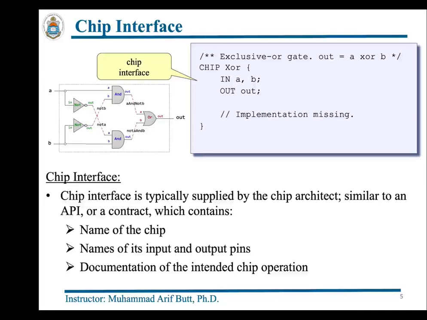As far as the chip interface, remember these points: the chip interface is typically supplied by the chip architect. You being a developer are not concerned about the chip interface. This is given by the architect, and this is similar to an API or a contract which contains the name of the chip, that is XOR, and the names of its input and output pins. We have two input pins, namely A and B, and one output pin, namely out. And then of course the documentation of the intended chip operation. So it is given that this has to behave exactly like the XOR gate. And now, being the developer, we need to write down the implementation.